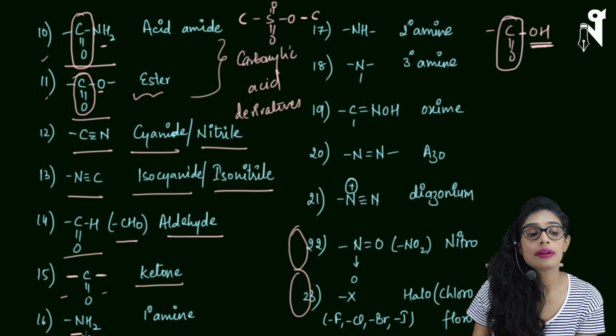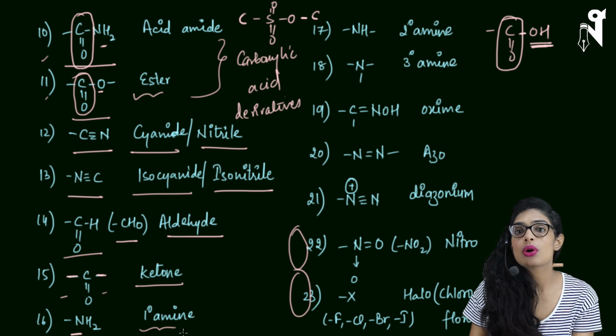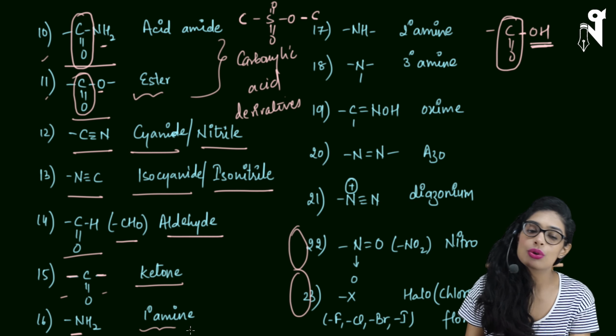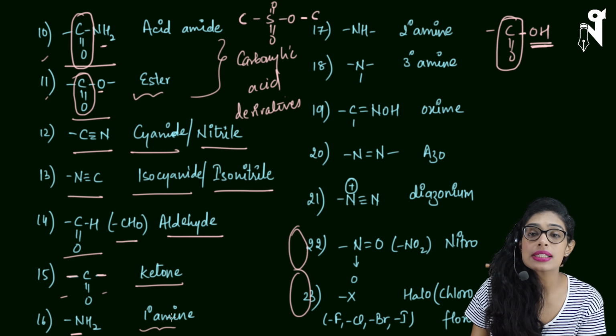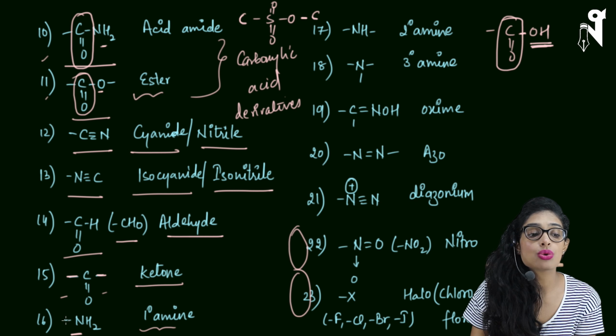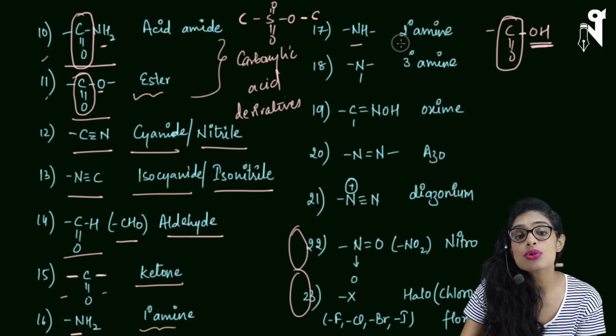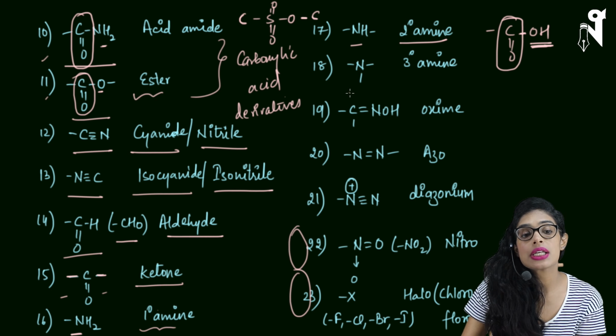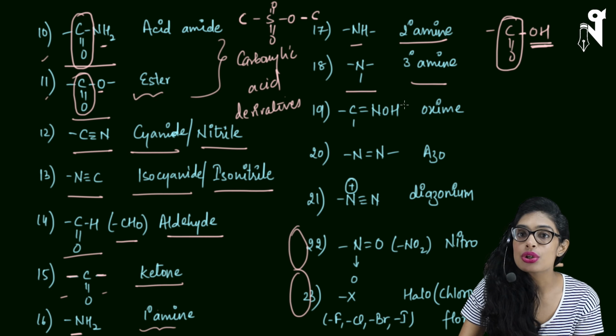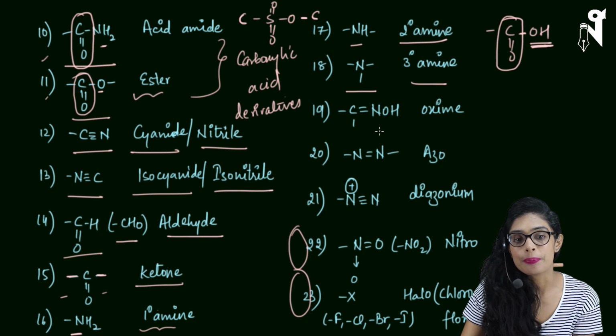Next is amine, primary amine. We have also spoken about amine. Whatever you want to call it, you can call it. And we had discussed at that time that if nitrogen is connected to only one carbon chain, then it is called primary amine. If it is connected to two carbon chains, it is called secondary amine. If it is connected to three carbon chains, it is called tertiary amine. So all this we have already discussed earlier.